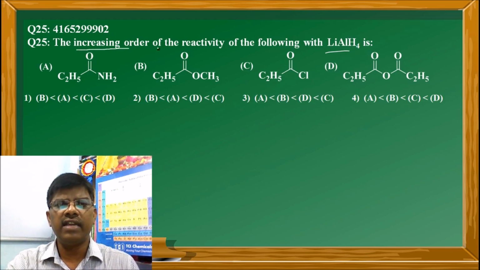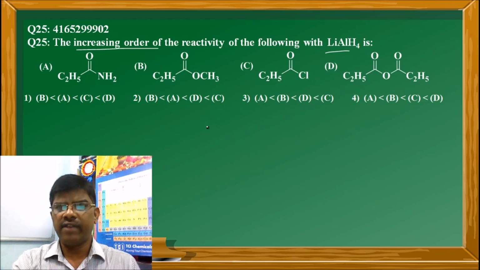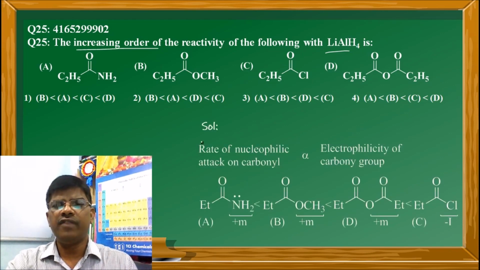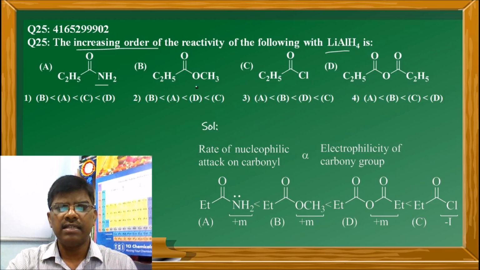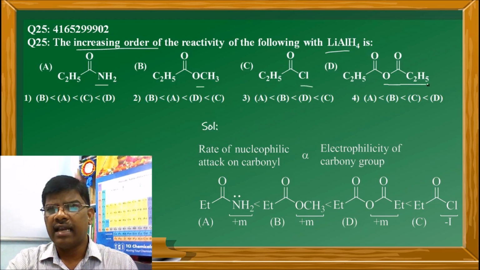Increasing order of the reactivity. Dear friends, this reactivity order depends on several factors. One of them is that the rate of nucleophilic attack on carbonyl is proportional to the electrophilicity of the carbonyl group. So when you compare these groups, this is amide, this is ester, this is acyl chloride, this is anhydride. Which is going to react very fast?